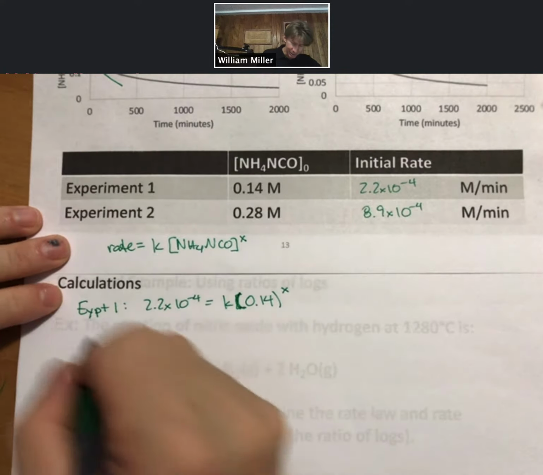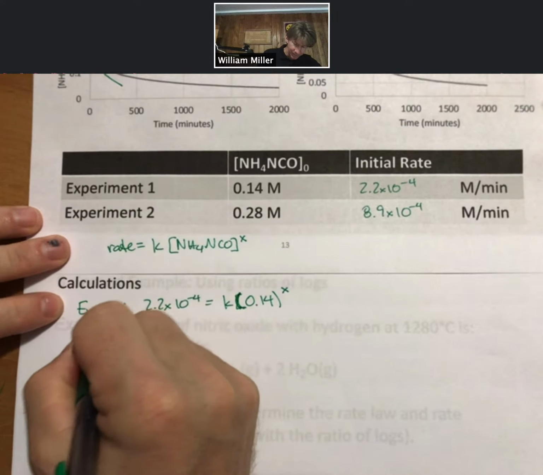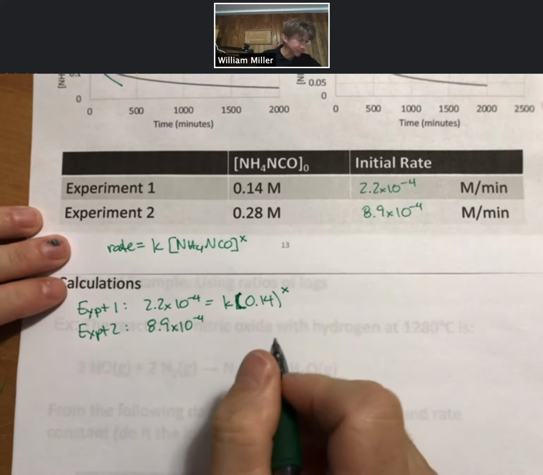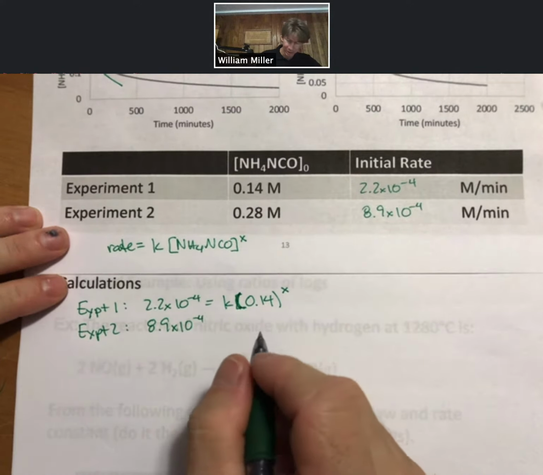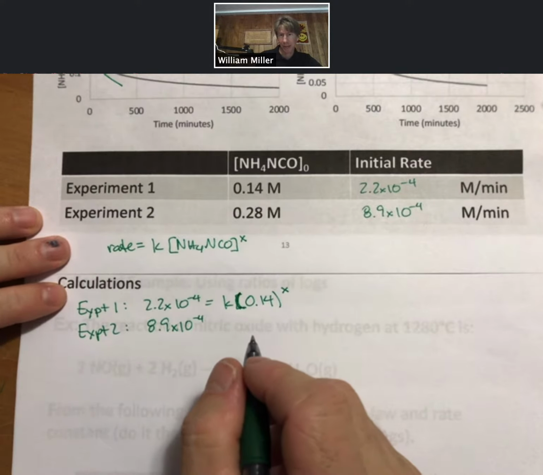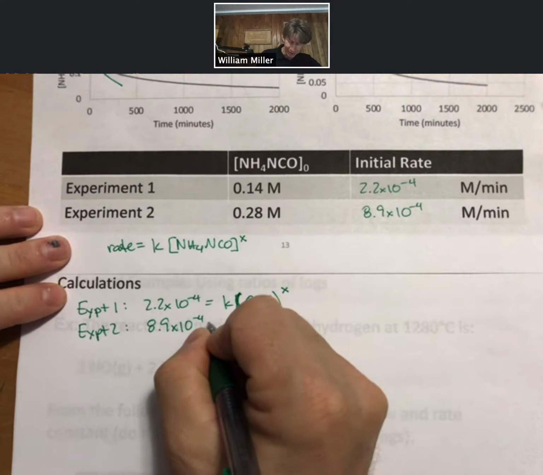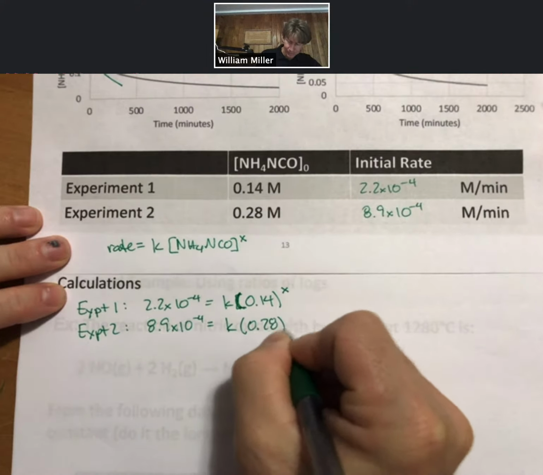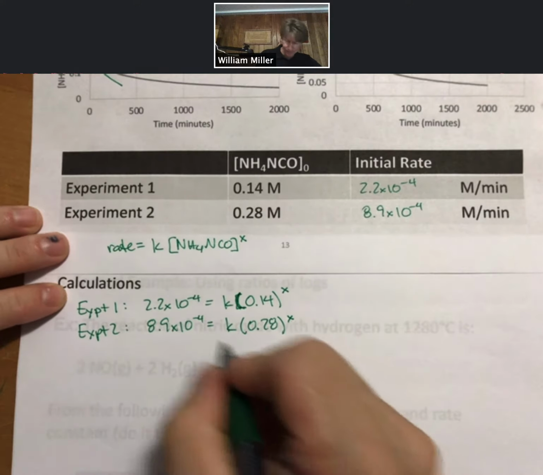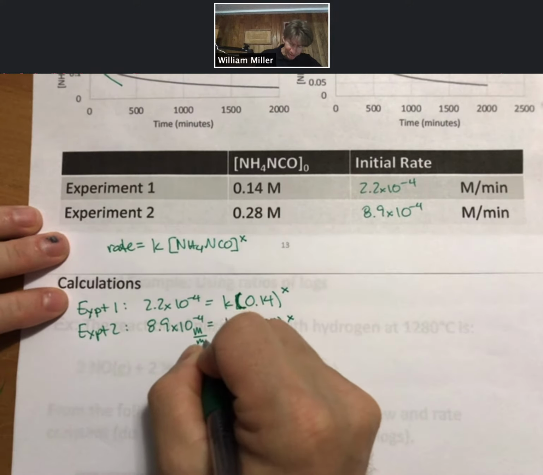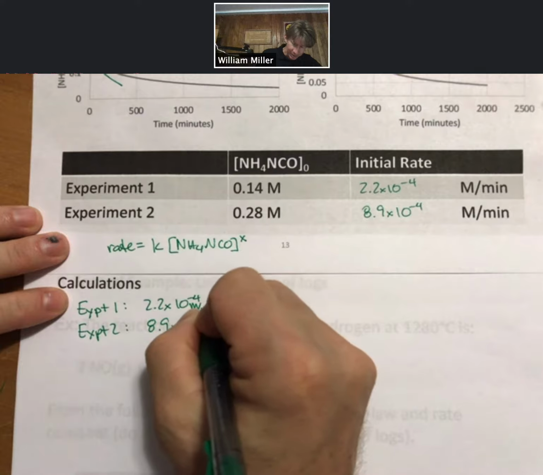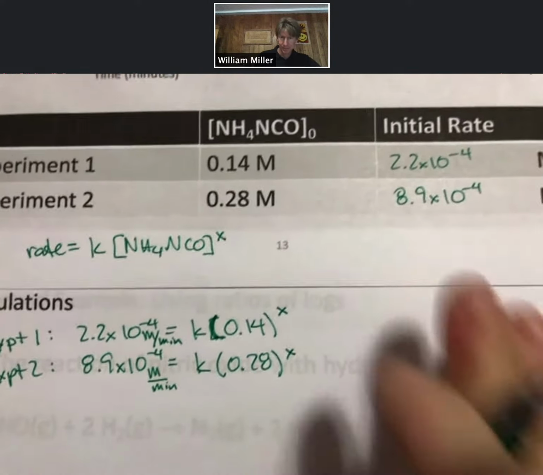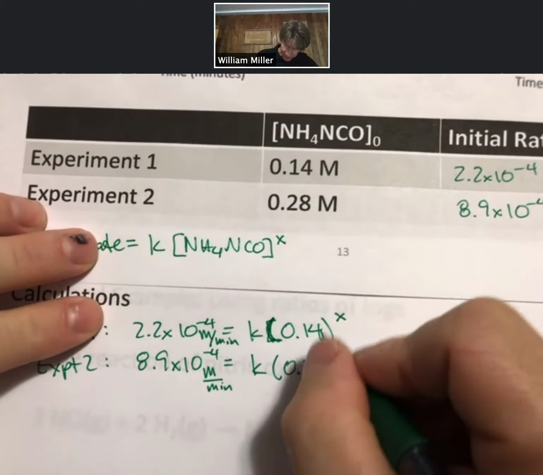And let's go ahead and do experiment 2 right below it. 8.9 times 10 to the minus 4. And I should put in my units in there, but I've left them out. I apologize. No, we should put them in now. Molarity per minute. Molarity per minute. Sorry, that's kind of tiny there. Zoom in. And then molarity right here.